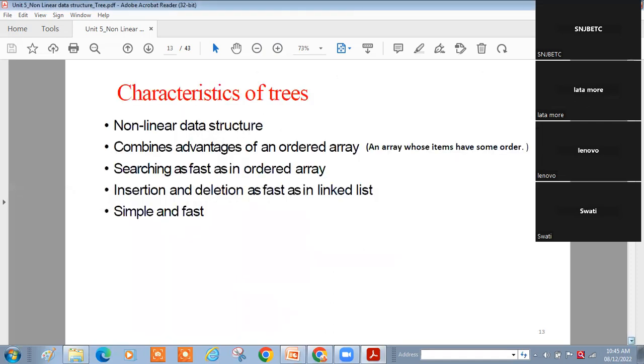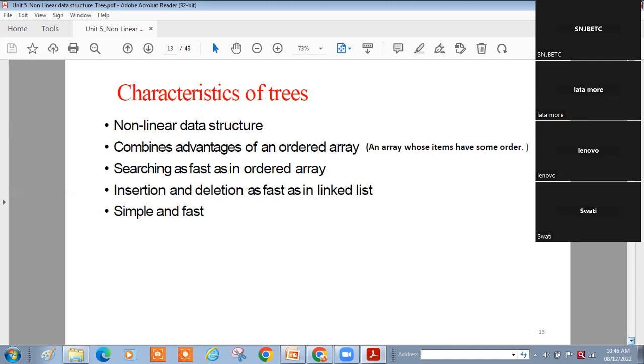Now let's move forward. Whatever we have discussed till now, a tree has some characteristics. This is a non-linear data structure. It combines the advantages of an ordered array, an array whose items have the same order. Searching is as fast as in an ordered array, and insertion and deletion are as fast as in a linked list. This is simple and fast.